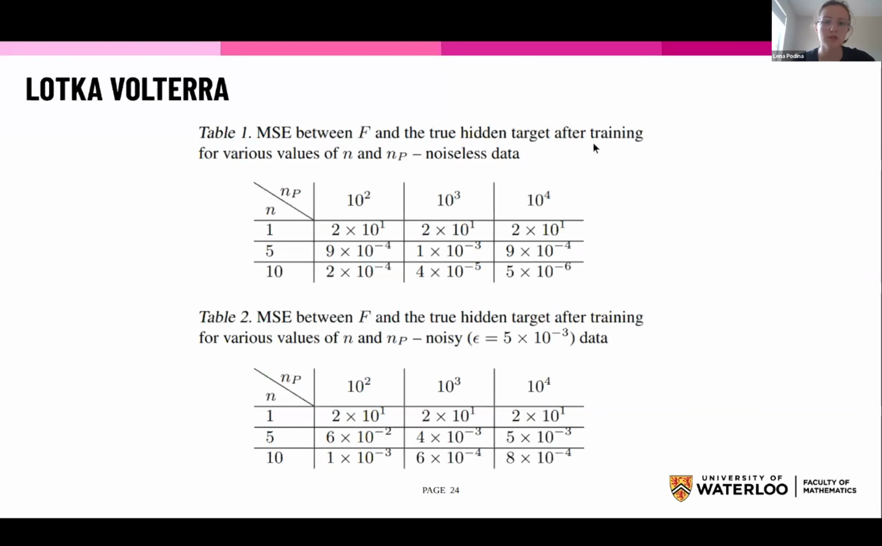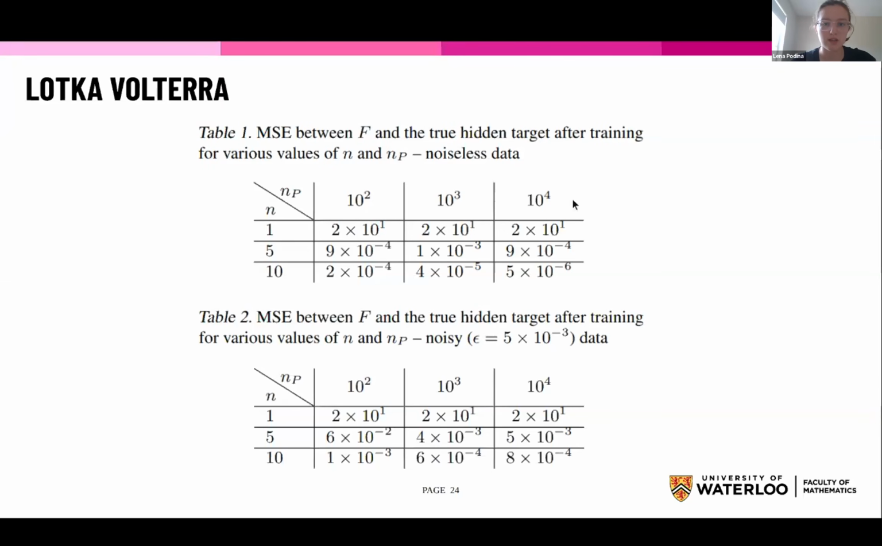Here we have two tables. The top one is for noiseless data and the bottom one is for noisy data. For the top one, we're comparing different numbers of data points, that's 1, 5, and 10, and also different numbers of collocation points. Of course, collocation points are the points at which the loss function enforces the PINN loss, and the more that you have of those, the better your solution will in general be.